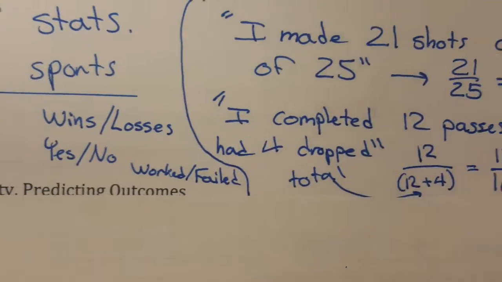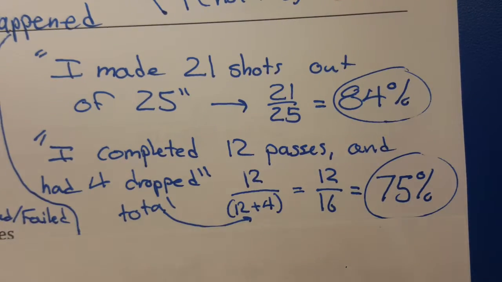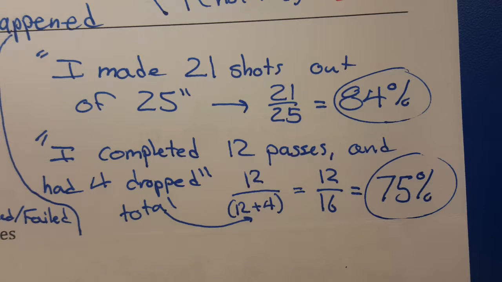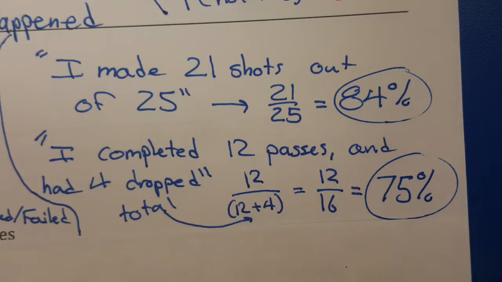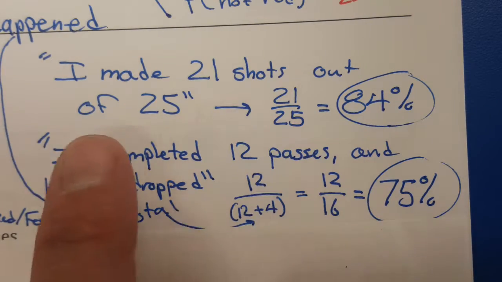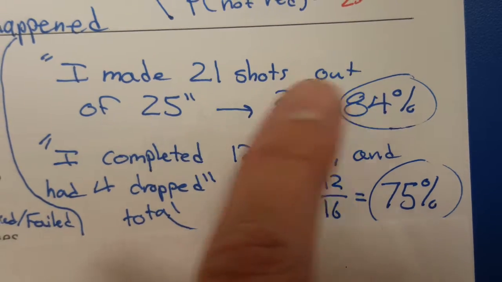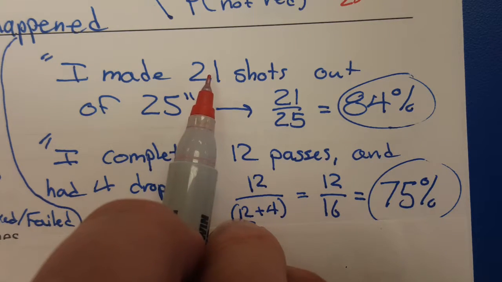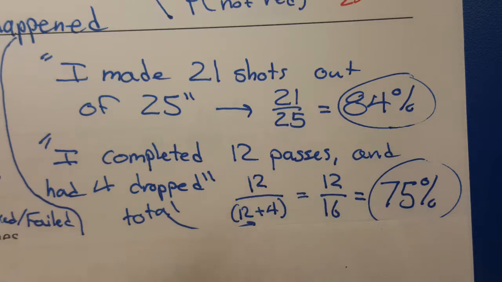So how do you find it? It's actually really easy. Okay, it's very much like theoretical probability, but you actually just take the number of things that you were counting and divide by the total times you tried to have it. So, like, quick example here. I made 21 shots out of 25. There you go. So this is how many times I tried. Here's how many times I succeeded. 21 out of 25, 84%.